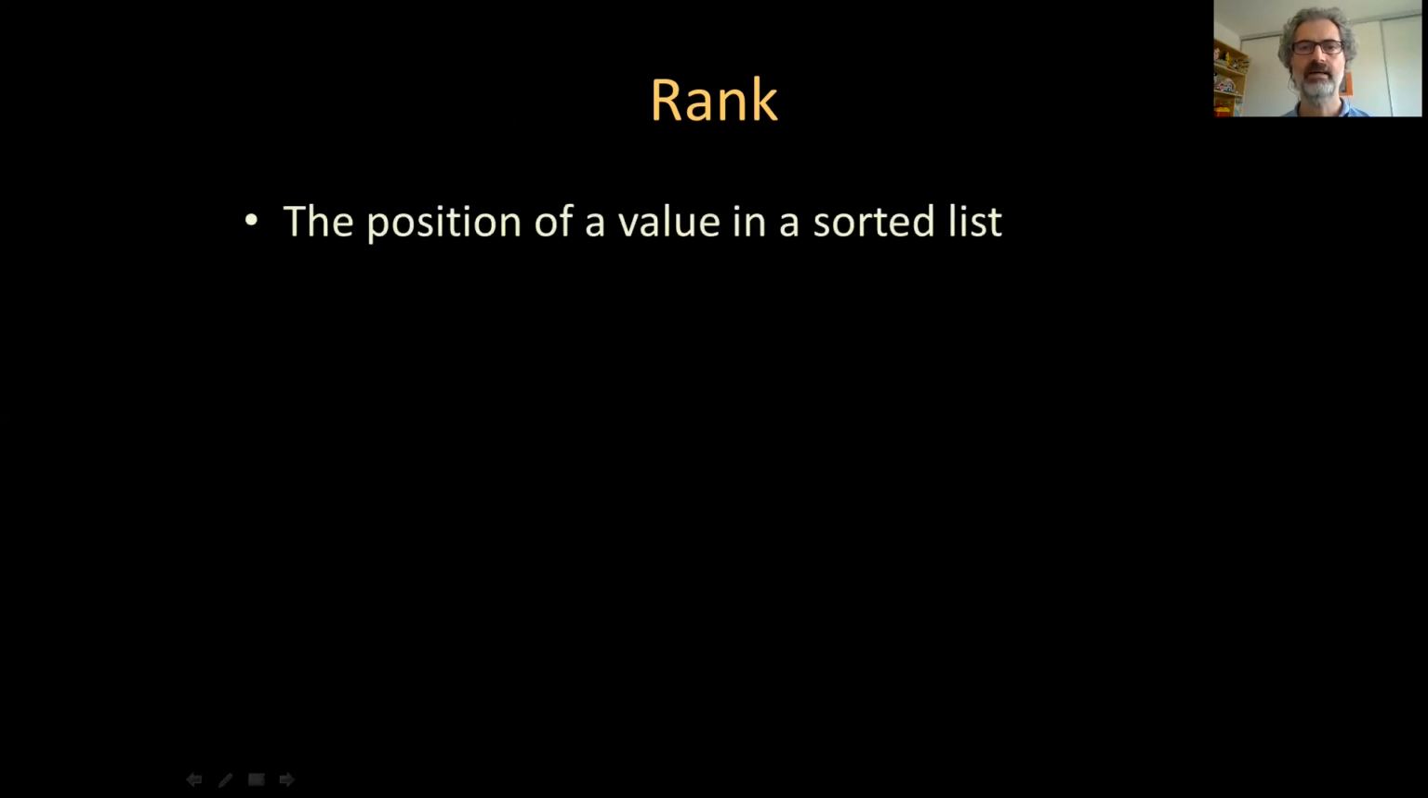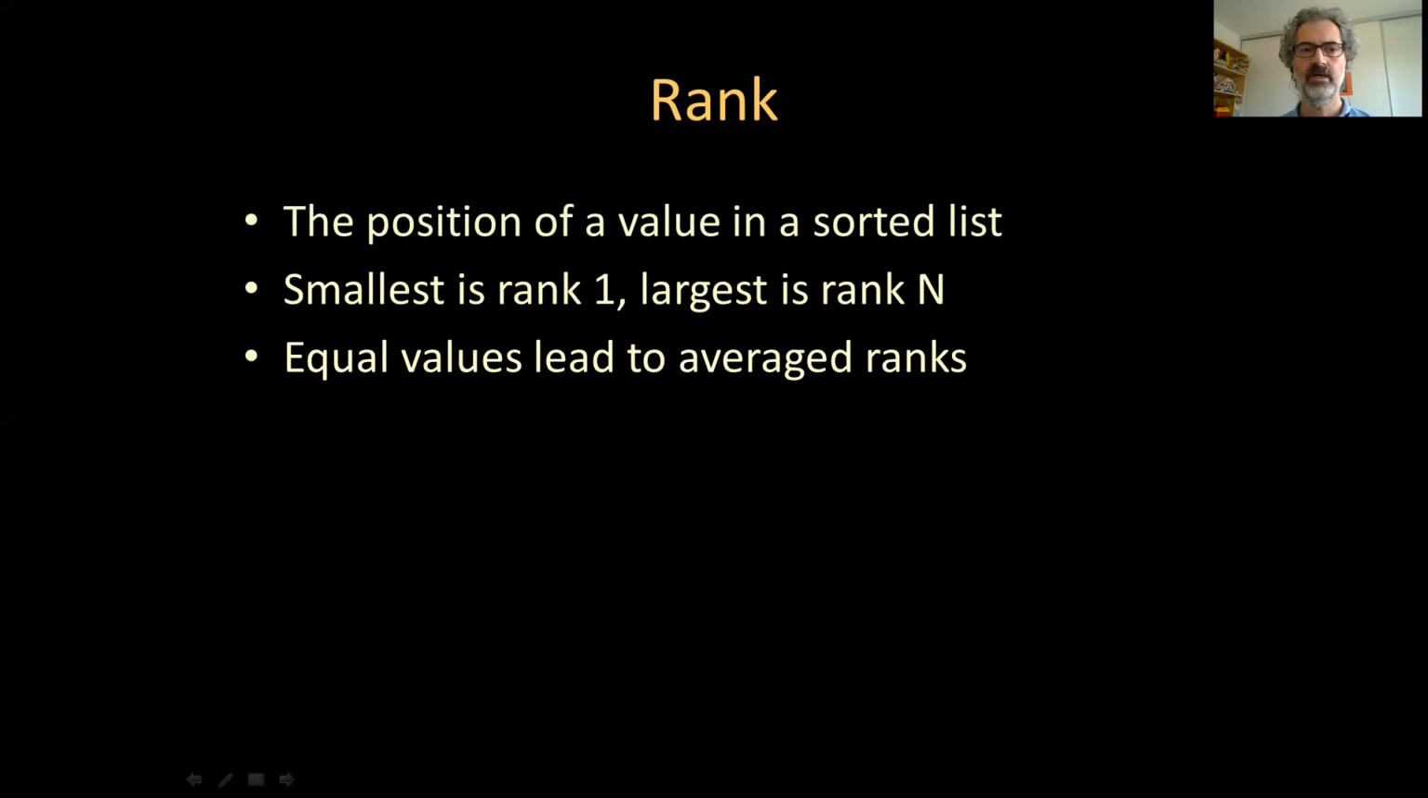To understand non-parametric tests, the important concept we need to remember is rank. Because non-parametric tests generally work by replacing the actual measured values with ranks. What is a rank? A rank is the position of a value in a sorted list. So the smallest value gets a rank of 1, and the largest gets a rank of n, where n is how many values you have. Equal values lead to averaged ranks. So they remain equal, but they're still ranks.